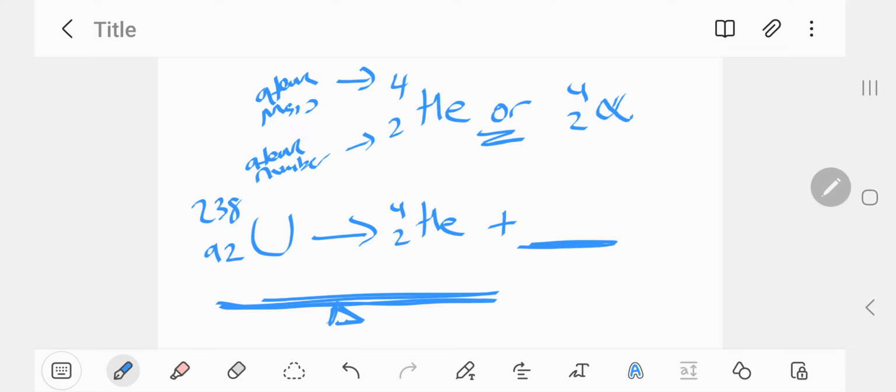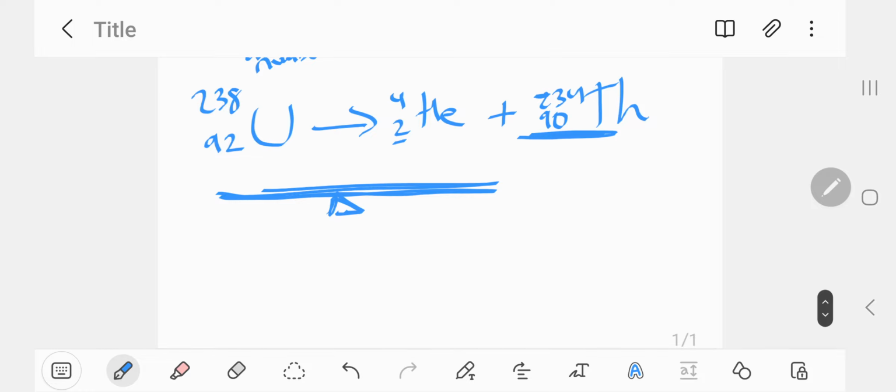How do we work out this something else? It's simple math, simple algebra. 4 plus something gives you 238, so that number will be 234. 234 plus 4 is 238. Something plus 2 down here is 92, so that's 90. That's the hard bit. The easy bit is to go to the periodic table, look up the element with atomic number 90, and you'll find that it's thorium, Th. And that's how you do it.